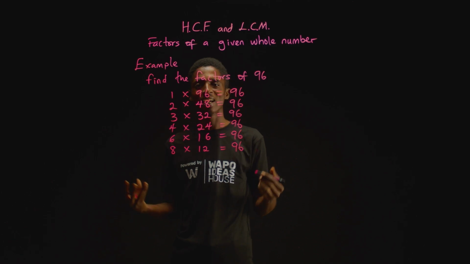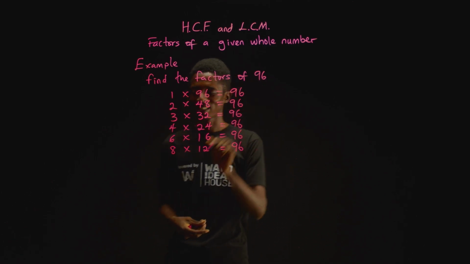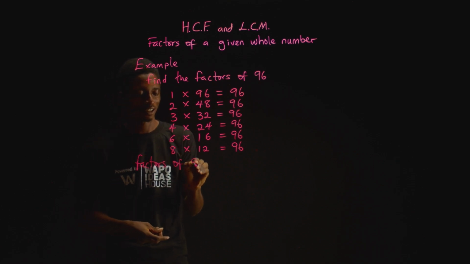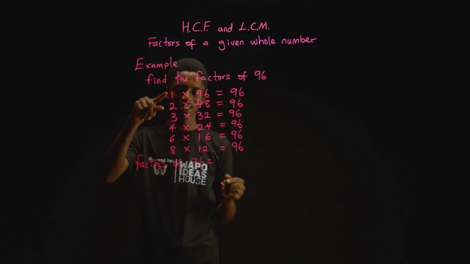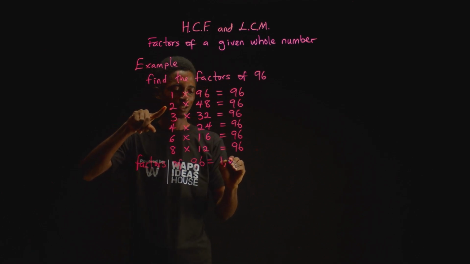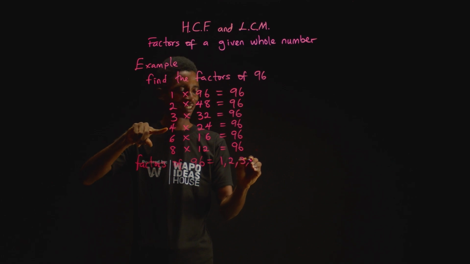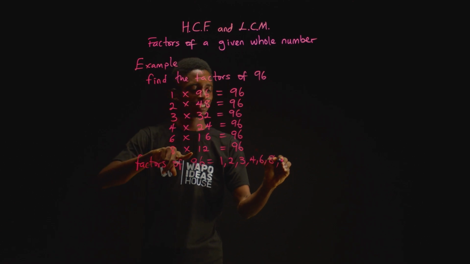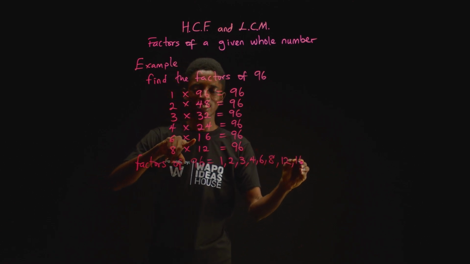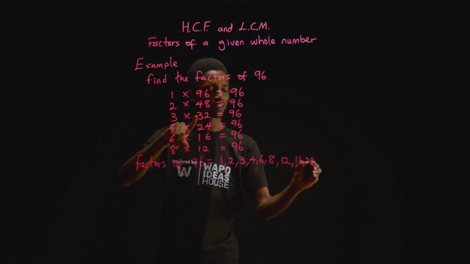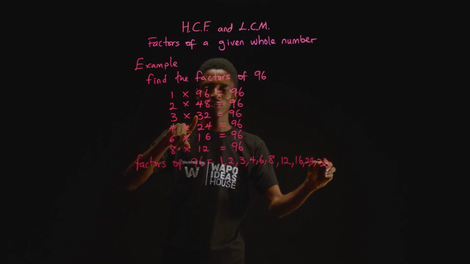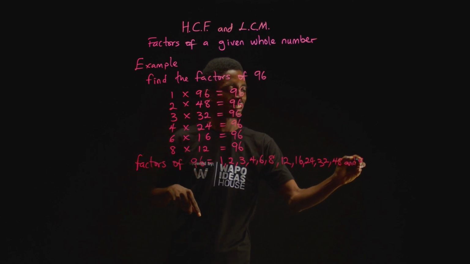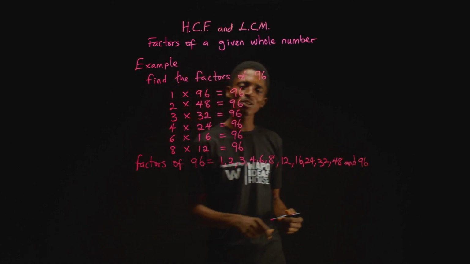Now, from here, let us write down our factors of the number 96. Factors of 96. They are 1, 2, 3, 4, 6, 8, 12, 16, 24, 32, 48, and 96. Are these the factors that you got?